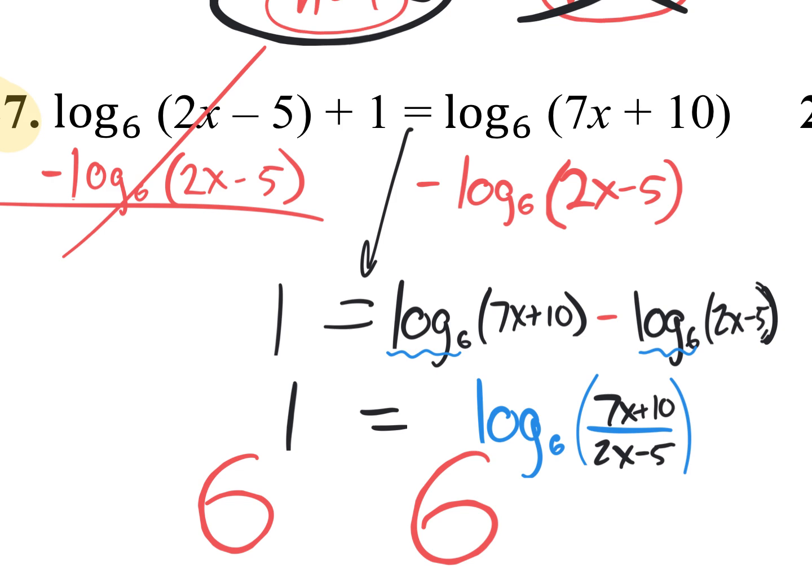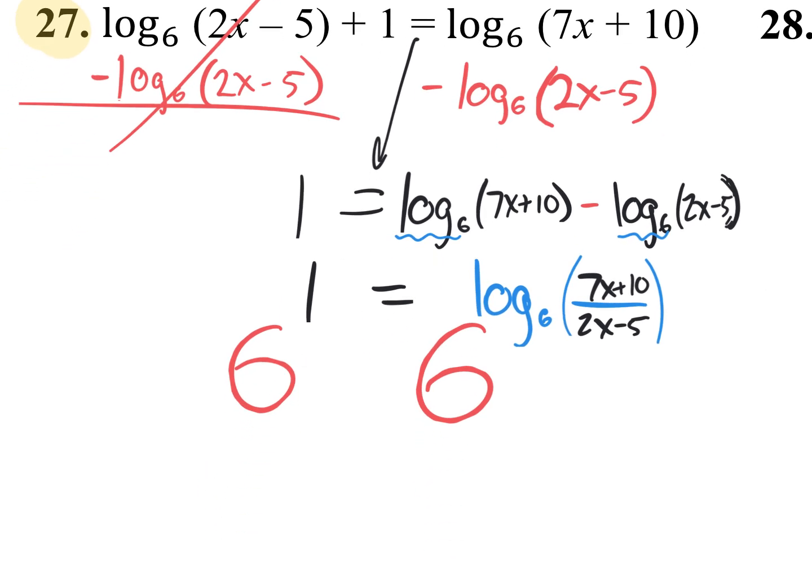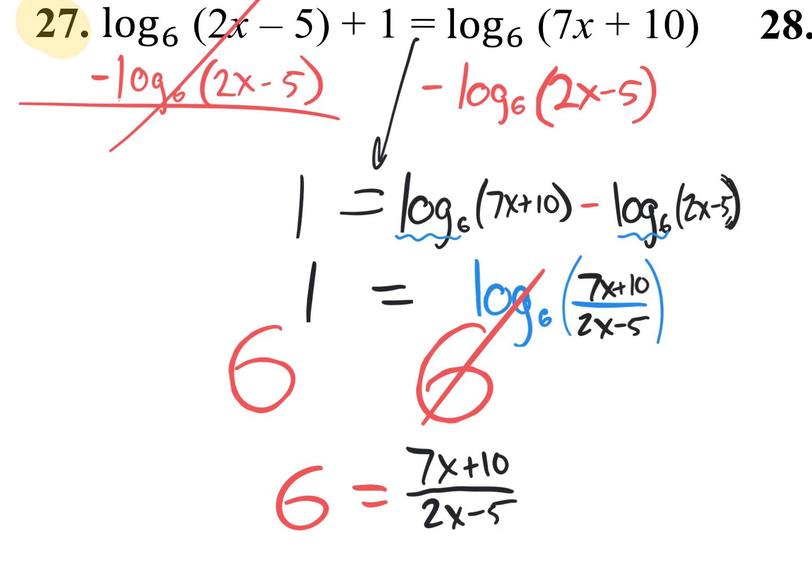What you do to one side, do to the other. So now you have 6 to the 1. What's 6 to the 1? 6. And what about 6 to the log base 6? Nada, cancels out. So the fraction comes down as a regular term now. So that's really 7x plus 10 over 2x minus 5. And now we want to get rid of the fraction because it has an x in the denominator. So we're going to multiply both sides by this exact binomial, 2x minus 5. That way it eliminates, and what you do to one side, do to the other.